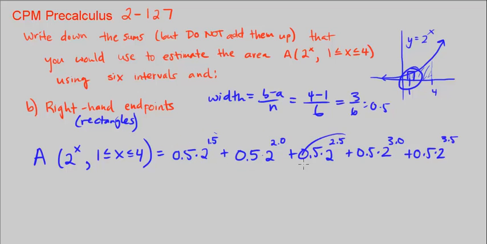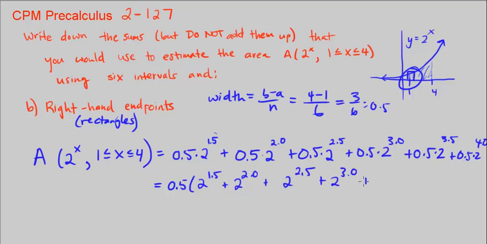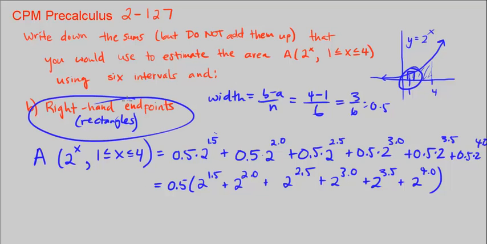And this is 1, 2, 3, 4, 5 rectangles. We need 6, so one more, 0.5 times 2 to the 4.0. Okay? Again, I can factor out the 0.5 if I want, and it's going to be 2 to the 1.5 power plus 2 to the 2.0 power plus 2 to the 2.5 power plus 2 to the 3.0 power plus 2 to the 3.5 power plus 2 to the 4.0 power, right? So do not add them up. So we are done here finding the sum for our right-hand endpoint rectangles.